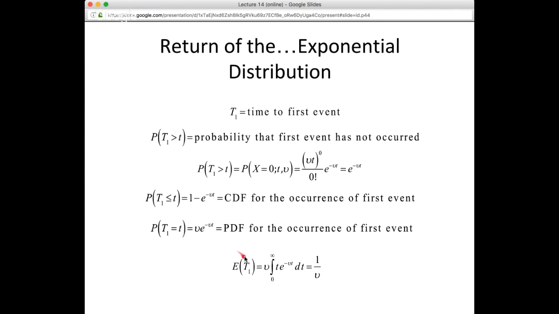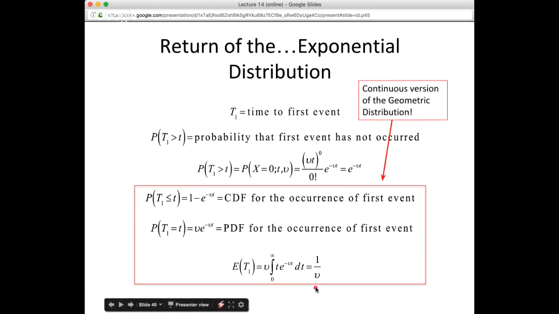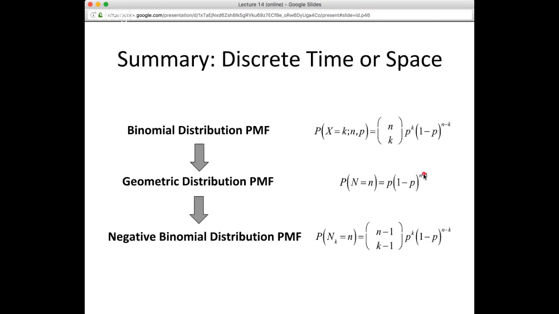And then, I think we went through this in detail in one of the other online lectures, but we can compute the mean from the expected value of that T1, and it just works out to 1 over the mean occurrence rate. So that's the continuous version then of the geometric distribution. Okay, so let's map out where we've been.